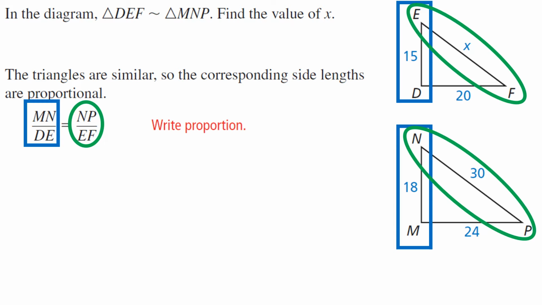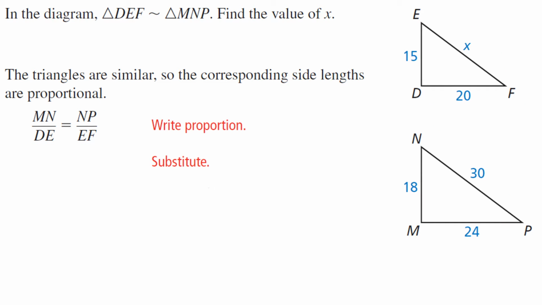Right, so the first fraction has corresponding parts from each triangle. Second fraction, corresponding parts from each triangle. Doesn't matter what triangle I start with, but once I make that choice, I must be consistent. So if I decide that triangle MNP is going to go on top, it has to go on top of every single fraction. And then, of course, the corresponding part of the other triangle has to go on the bottom of each fraction.